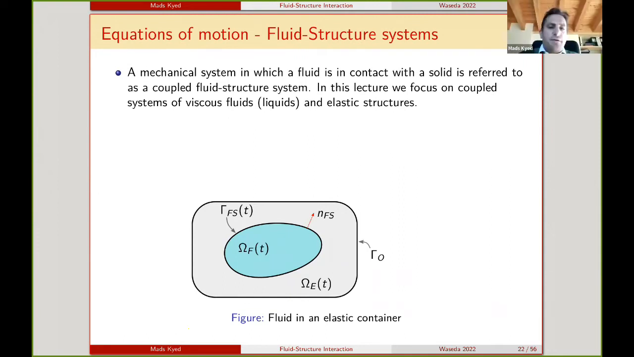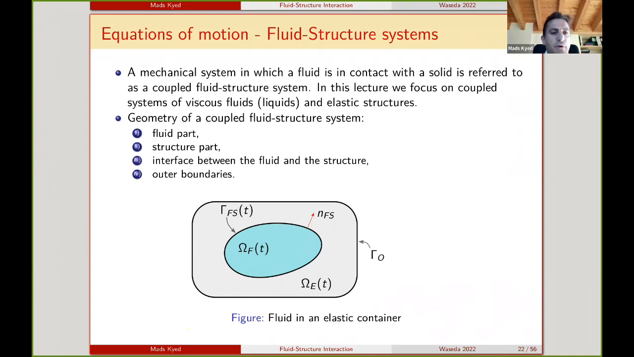Now we have equations of motion for the fluid, equations of motion for the structure. Now we want to couple the two. So we go back to our fluid structure system. We have a fluid part, structure part. We have an interface between the fluid and the structure, and we have outer boundaries. Think about our fluid in an elastic container.